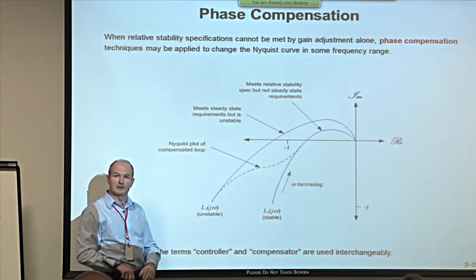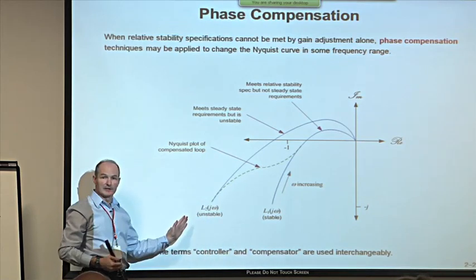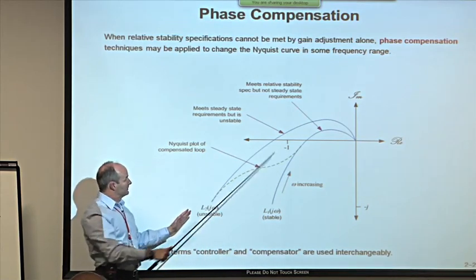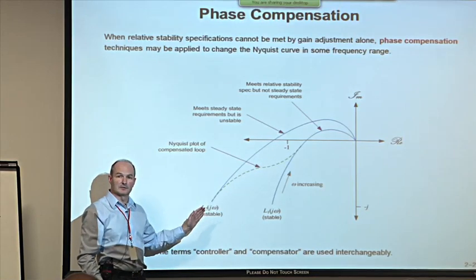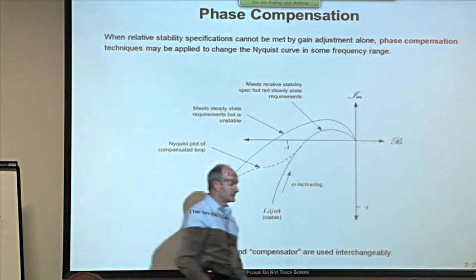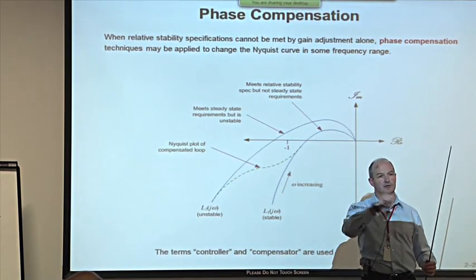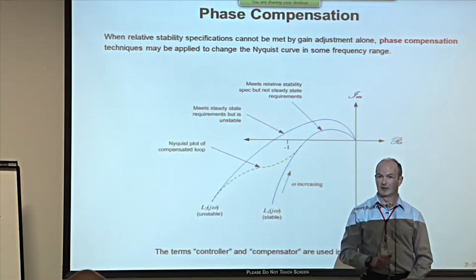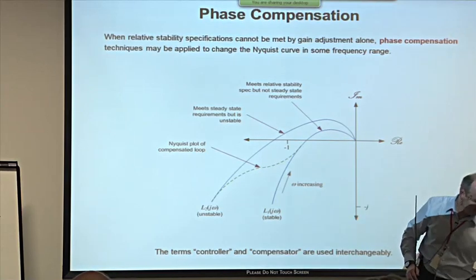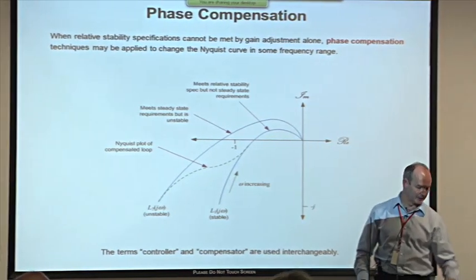So in this case, we would need to bend the phase curve to make sure that we get the low frequency gain we want, but we don't enclose the critical point. We don't make the system unstable. This is called phase compensation. It's the name that's given to controllers that are designed in the frequency domain to modify the phase shift of the open loop. It's also called loop shaping. When you hear phase compensation or loop shaping, they're talking about the same thing.